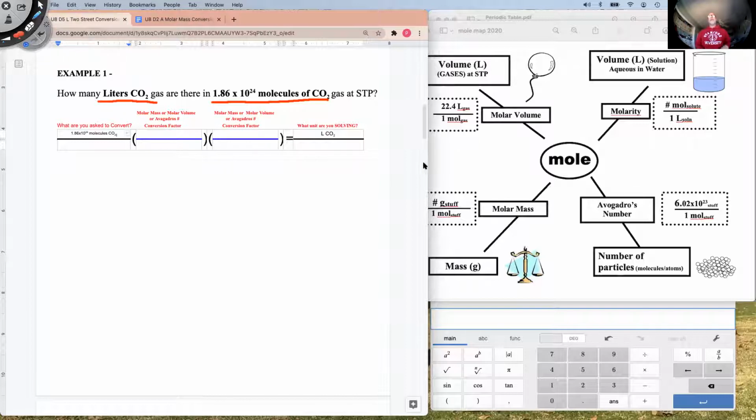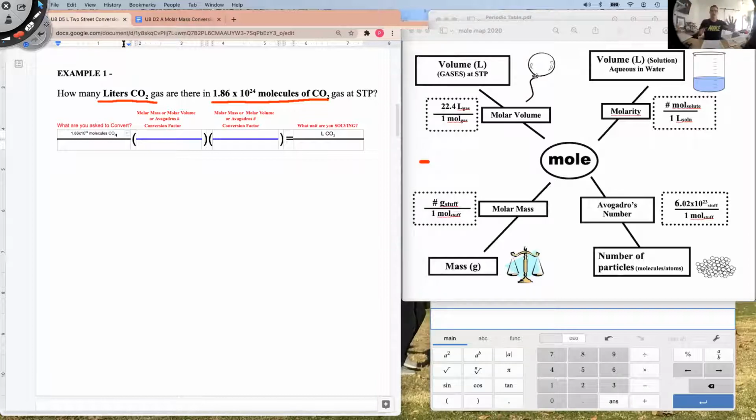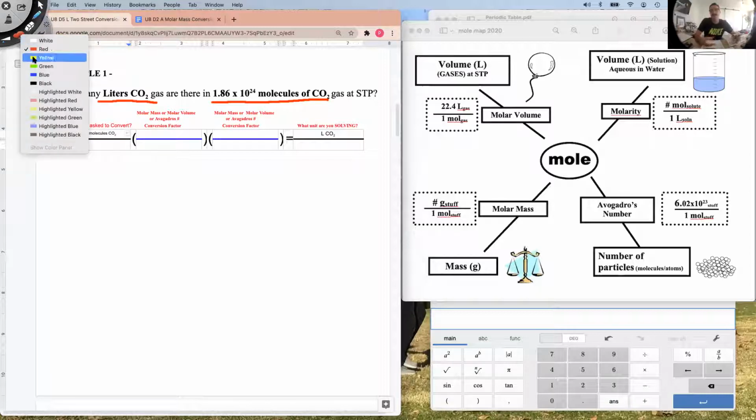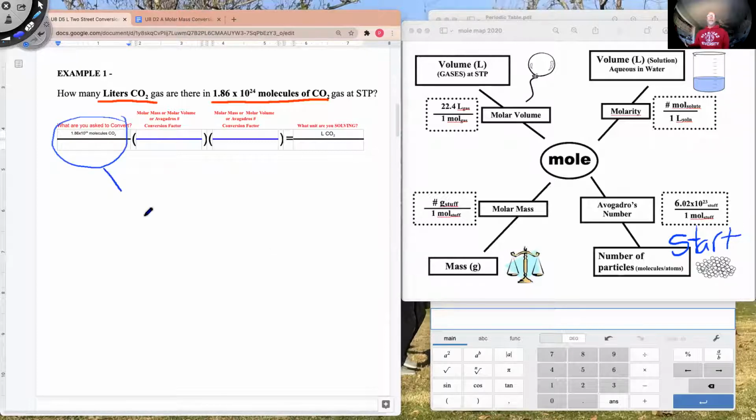So I'm going to come over this way and we're going to take a look at our mole map. Yes, Mr. Edwards. The map works like this: if you know where you're ending and where you're starting, then you're not lost. We are never going to be lost. So let's take a look. Where are we starting? We're starting right down here with molecules.